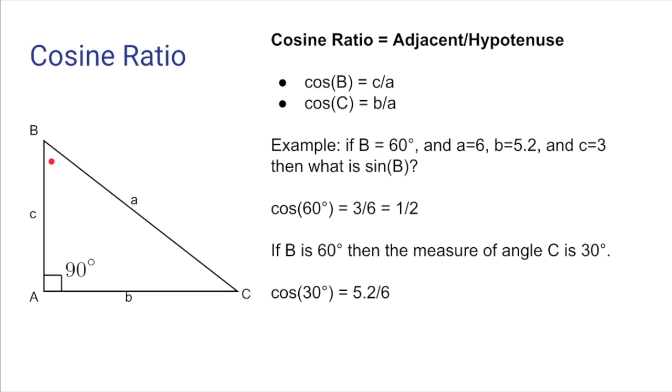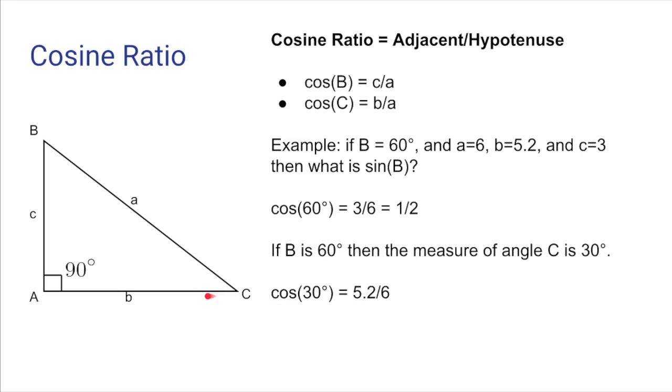If angle B was 60 degrees and a is 6 and b is 5.2 and c is 3, then we would write that as cosine of 60 degrees is equal to c over a, which is 3 over 6, which is 1/2.